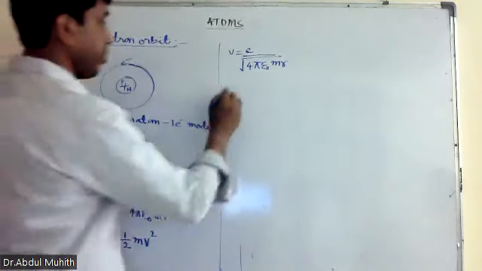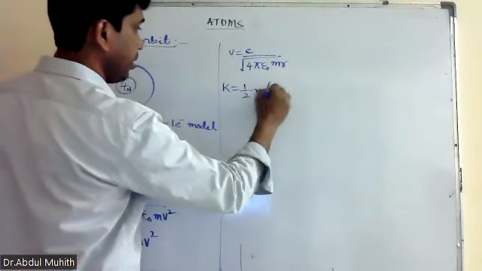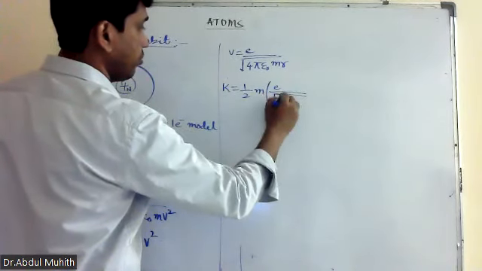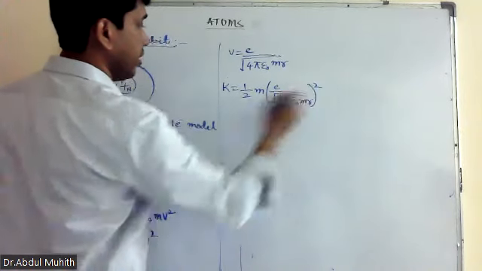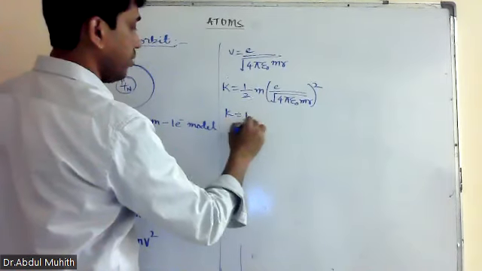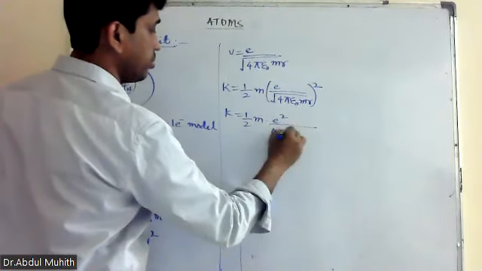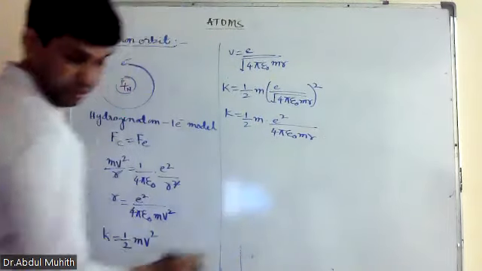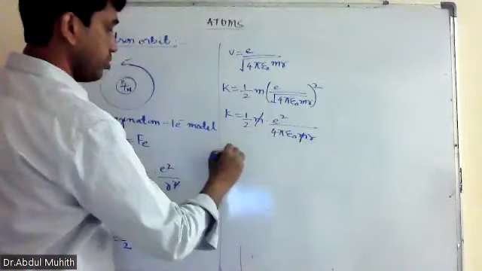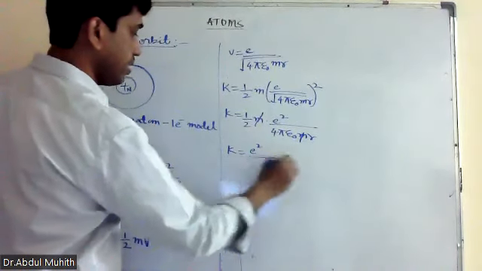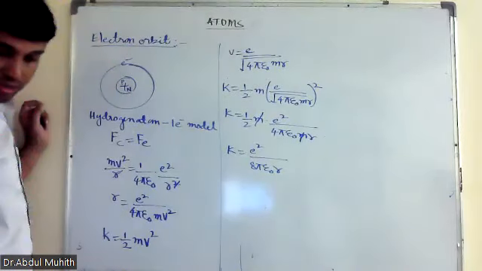Therefore, k is equal to half mv square, which is half m into E by under root of 4 pi epsilon 0 into m into r, whole square. So k is equal to half m into E square divided by 4 pi epsilon 0 into m into r. Now, this m and this m will go away. So k is equal to E square by 8 pi epsilon 0 into r.